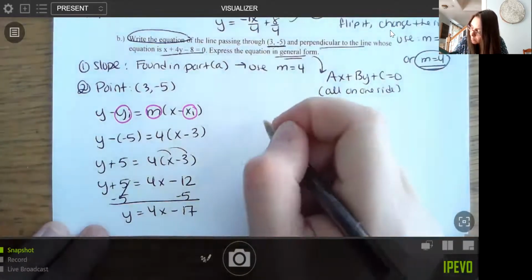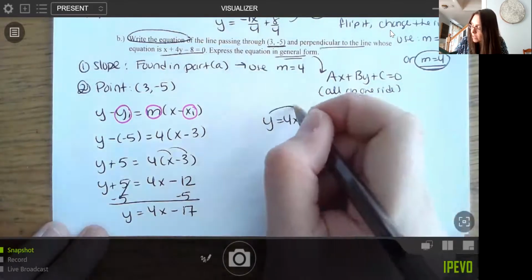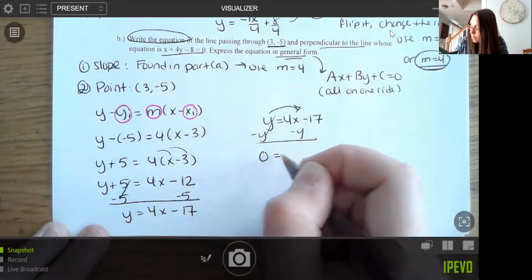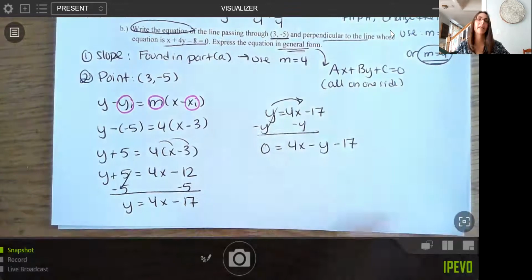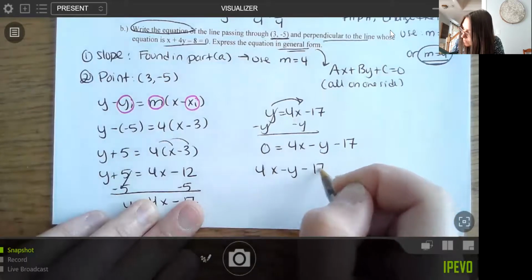So here, we're almost there. If I can just get the y over here, then I have everything on one side. I have that 0 equals 4x minus y minus 17. And again, if you don't like having that 0 on the left side, it's perfectly fine. So what you can do is just rewrite it. I'm going to go ahead and do that. 4x minus y minus 17 equals 0.